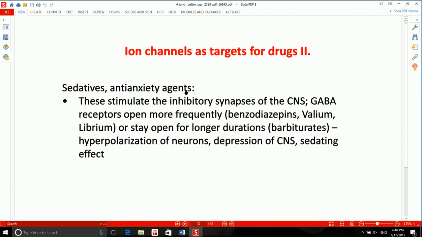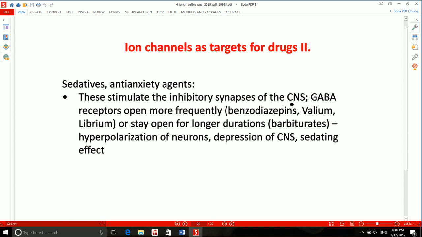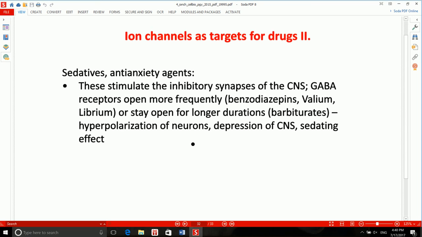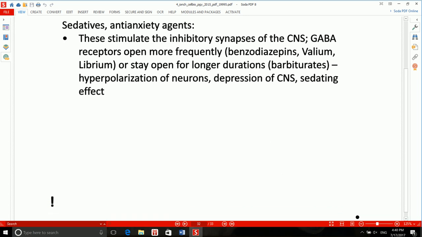And for sedative and anti-anxiety agents, I didn't memorize the CNS ones, but I memorized GABA, as it was also an example of an inhibitory type of synapse. So the stimulation of the GABA receptor will cause sedation. And if this channel is open more frequently or open longer, that would have a greater sedative action. And that is pretty much it about this lecture.